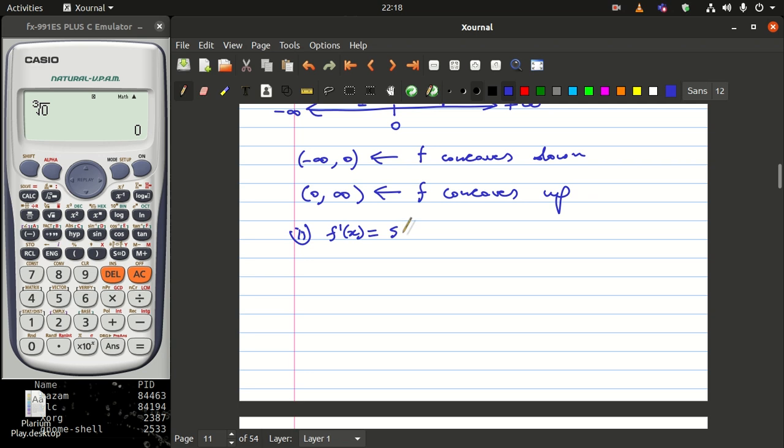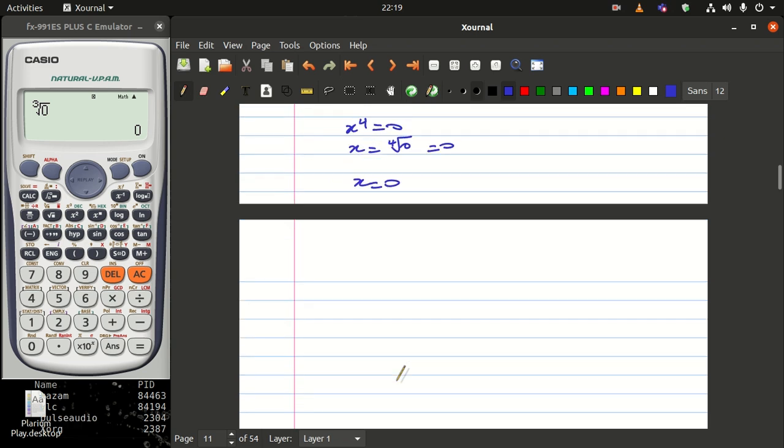So we have 5x to the power 4, and you want to set it equal to 0. So you have x to the power 4 equal to 0. And then after that, you divide by 5 on both sides. Then you will get x to the power 4 is equal to 0, which means that x is just equal to the fourth root of 0, which is just 0. So our x is equal to 0.